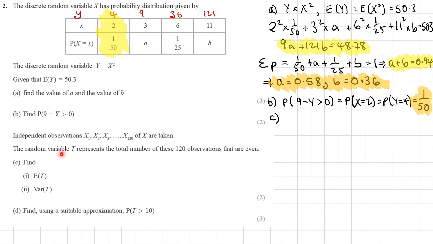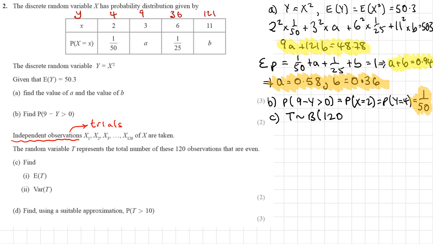Well, the first thing we need to do is work out what type of distribution this is. We've got independent observations. You could think of those as independent trials, and there's a fixed number of them, and I guess I could work out the probability that an observation gives me an even number. I can use the table for that. So this is going to be a binomial distribution. The random variable T is binomially distributed.